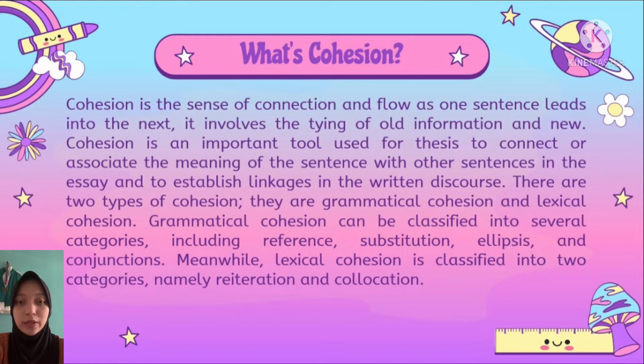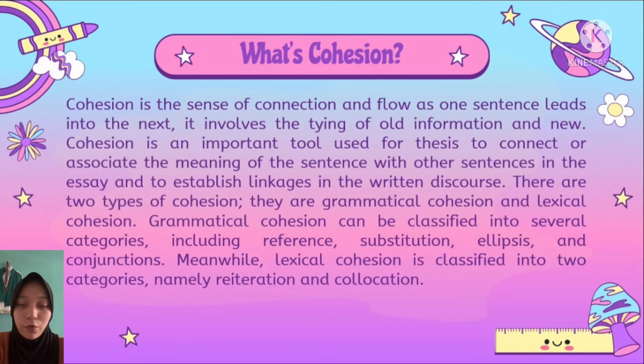Now I will explain about cohesion itself. Cohesion is the sense of connection and flow as one sentence leads into the next. It involves the tying of old information and new. Cohesion is an important tool used in a thesis to connect or associate the meaning of a sentence with other sentences in the essay and to establish linkage in the written discourse.